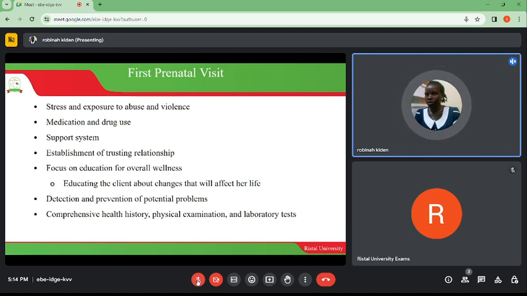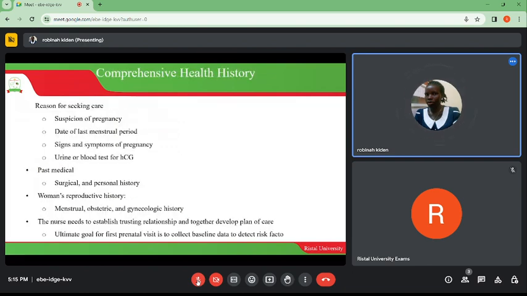Then focus on education for overall wellness. In this case, we educate the client about changes that will affect her life so that she is aware of them, and she knows how to overcome them in case they occur. Then detect and prevent potential problems that may occur in pregnancy. Comprehensive health history, physical examination, and laboratory tests are all carried out during the first prenatal visit.